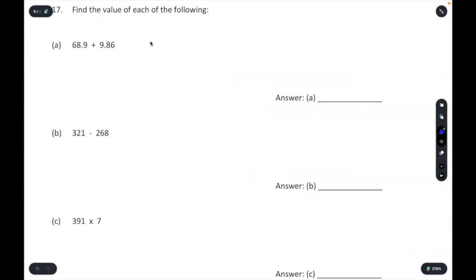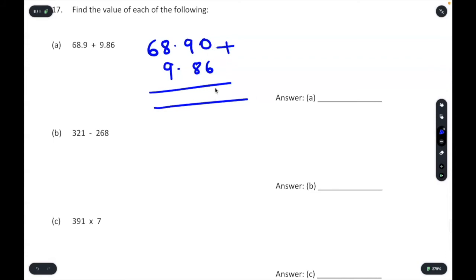17A looks like column addition, so we've got 68.9, add 9.86. Just remember the place value here. So 0 add 6 is 6, 9 add 8 is 17, so we've got 7 extra 1. 9 add 1 is 10, add the 8 is 18, so 8 extra 1, 6 add 1 is 7, so we've got 78.76.